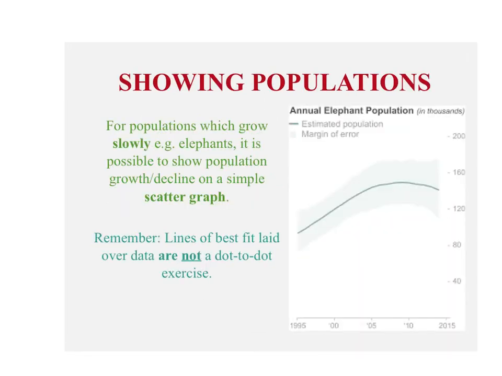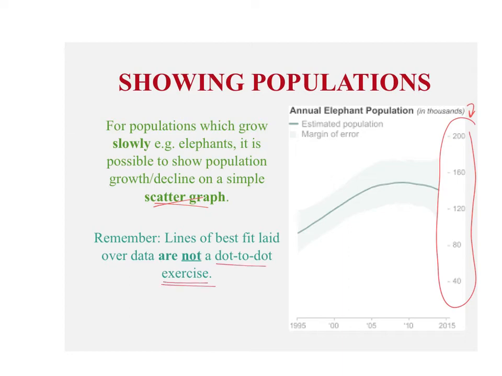Now, to show populations, we generally use a scatter graph. Individuals which grow quite slowly, most mammals, where the population size isn't going to vary too much over time, we just show them on a standard scatter graph. So we've just got a standard scale up the side. Normally you'd put a unit, maybe thousands if you don't want to squeeze in a bajillion zeros on that axis. But please, please, please, do not do a dot to dot.